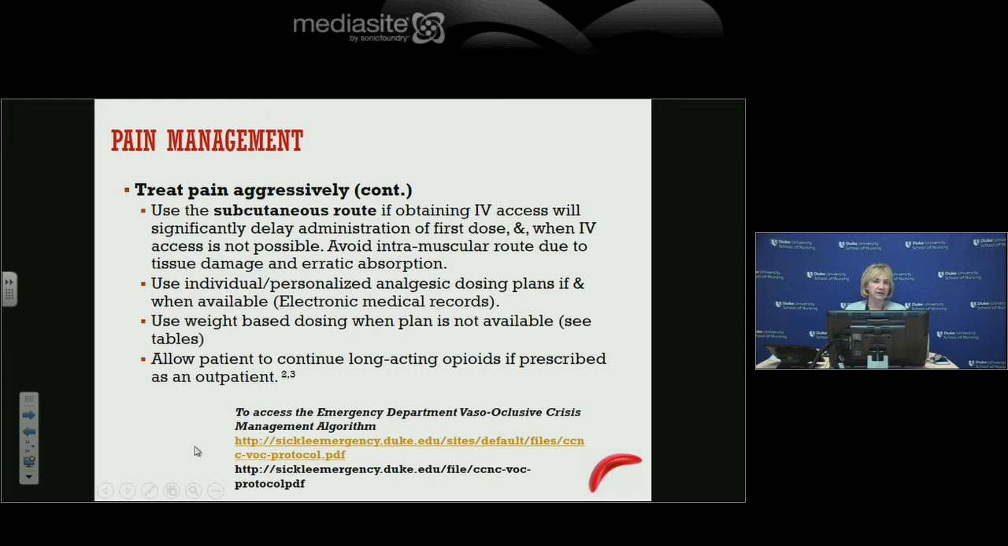This is a website that you can actually access the algorithm, and this will pop up again in a little bit.